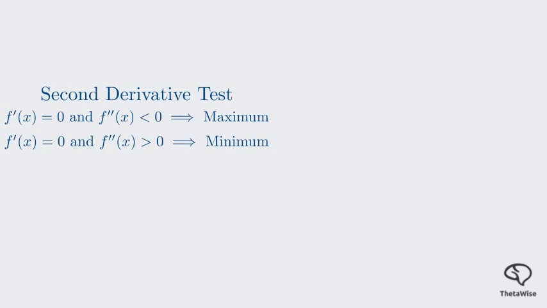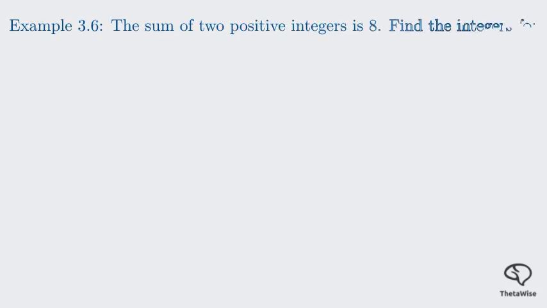You will now be able to use the first derivative to find the maximum or minimum value of a quadratic function. Let's begin with a simple example. By the end of this scene, you will be able to set up and solve optimization problems involving two numbers. The sum of two positive integers is 8. Find the integers for which their product is a maximum.